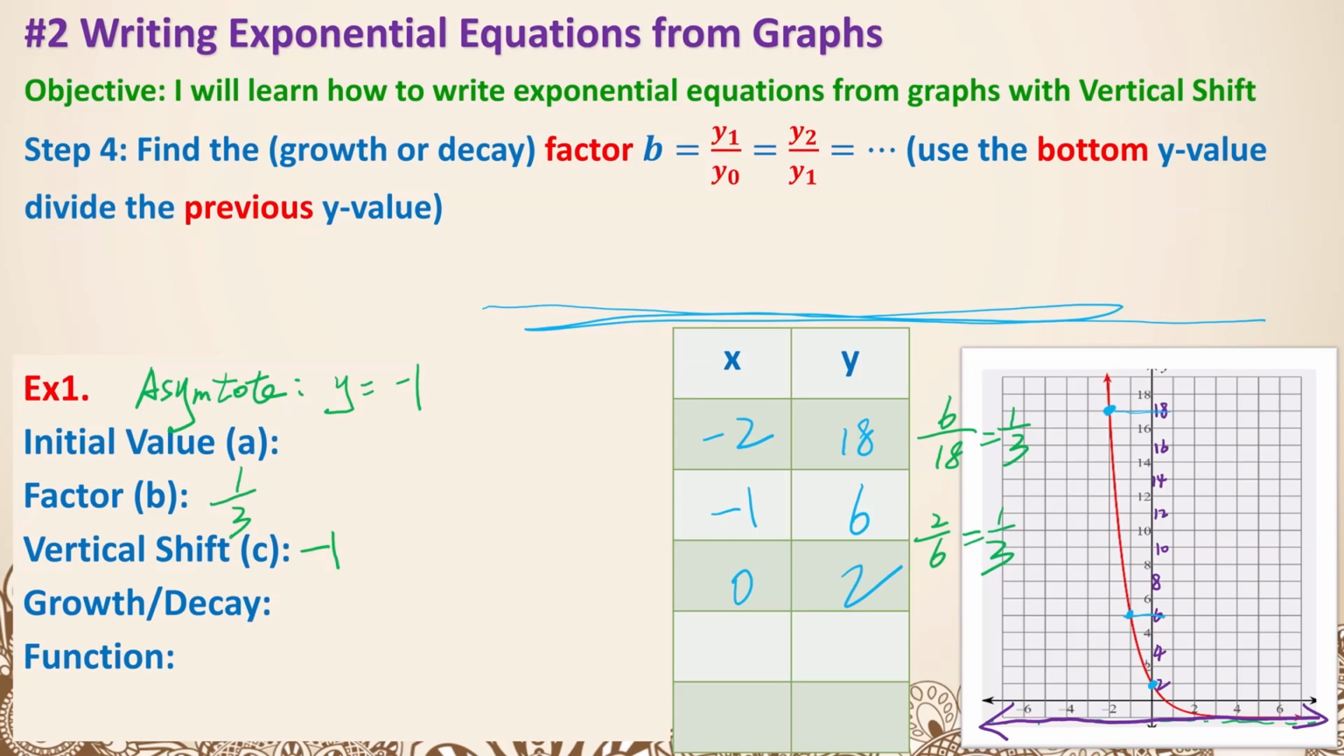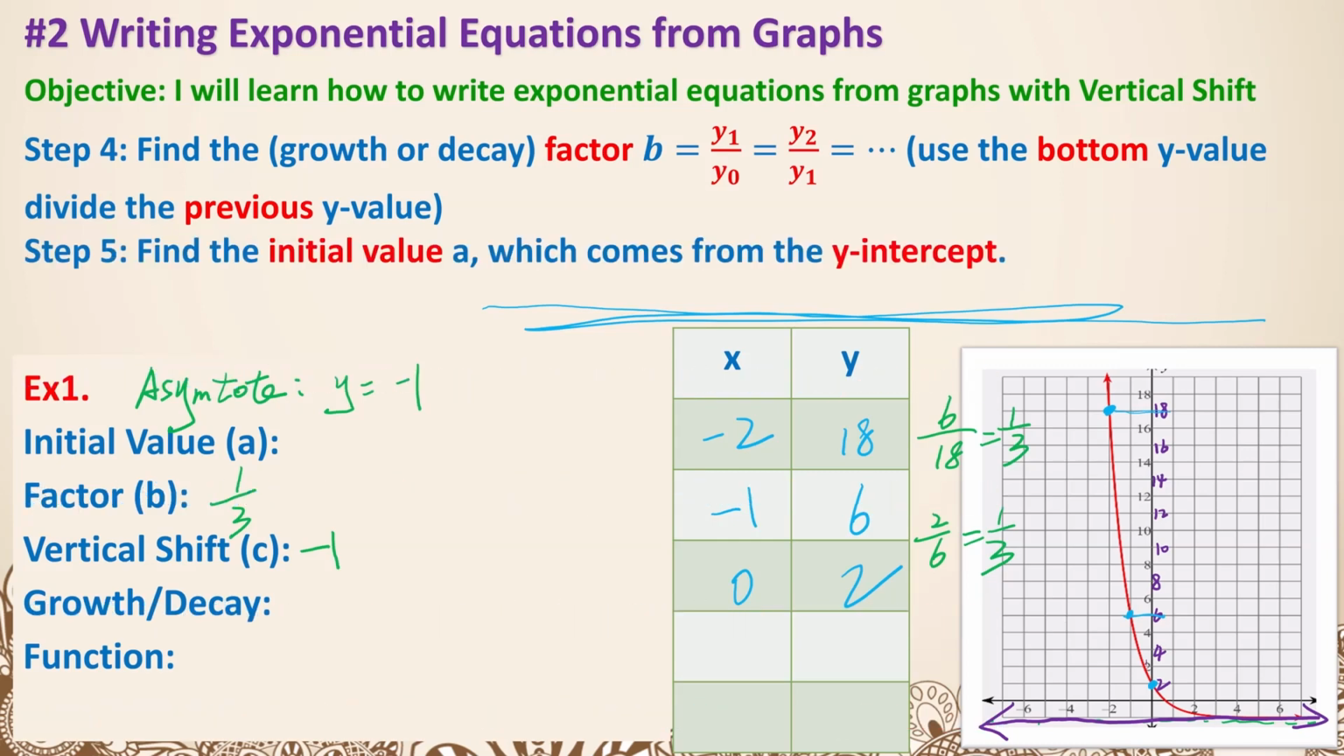And after we find the factor, the next thing we do is we are going to find the initial value, which is our y-intercept. But this y-intercept, again, is our new y-intercept based on this new xy graph. So it's right here. When x equals 0, the y value is going to be our initial value. So it's 2. The graph looks like it's going down. It's decreasing to the right. So it's going to be decay.